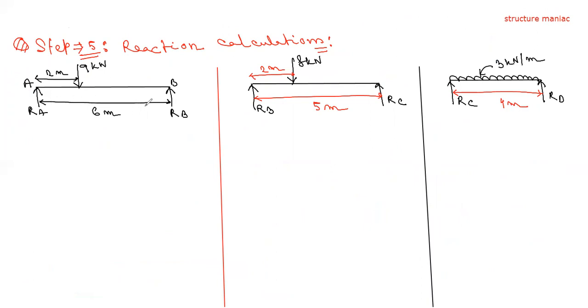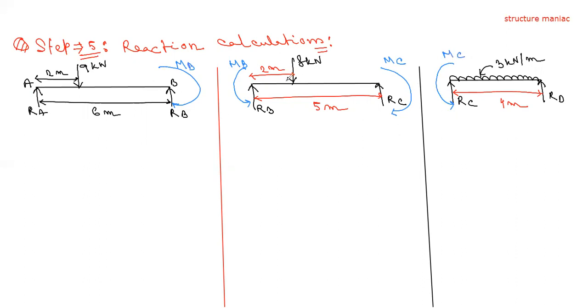the length is 6 meters and the 9 kilonewton load is acting at a distance of 2 meters from A. Similarly for BC span and CD span, we just draw the free body diagram, and we also have the moments. Here we have a hogging moment MB, and for this span also a hogging moment MB. Here also we have a hogging moment MC, and why this will be a hogging moment, I already cleared in the last video lecture.